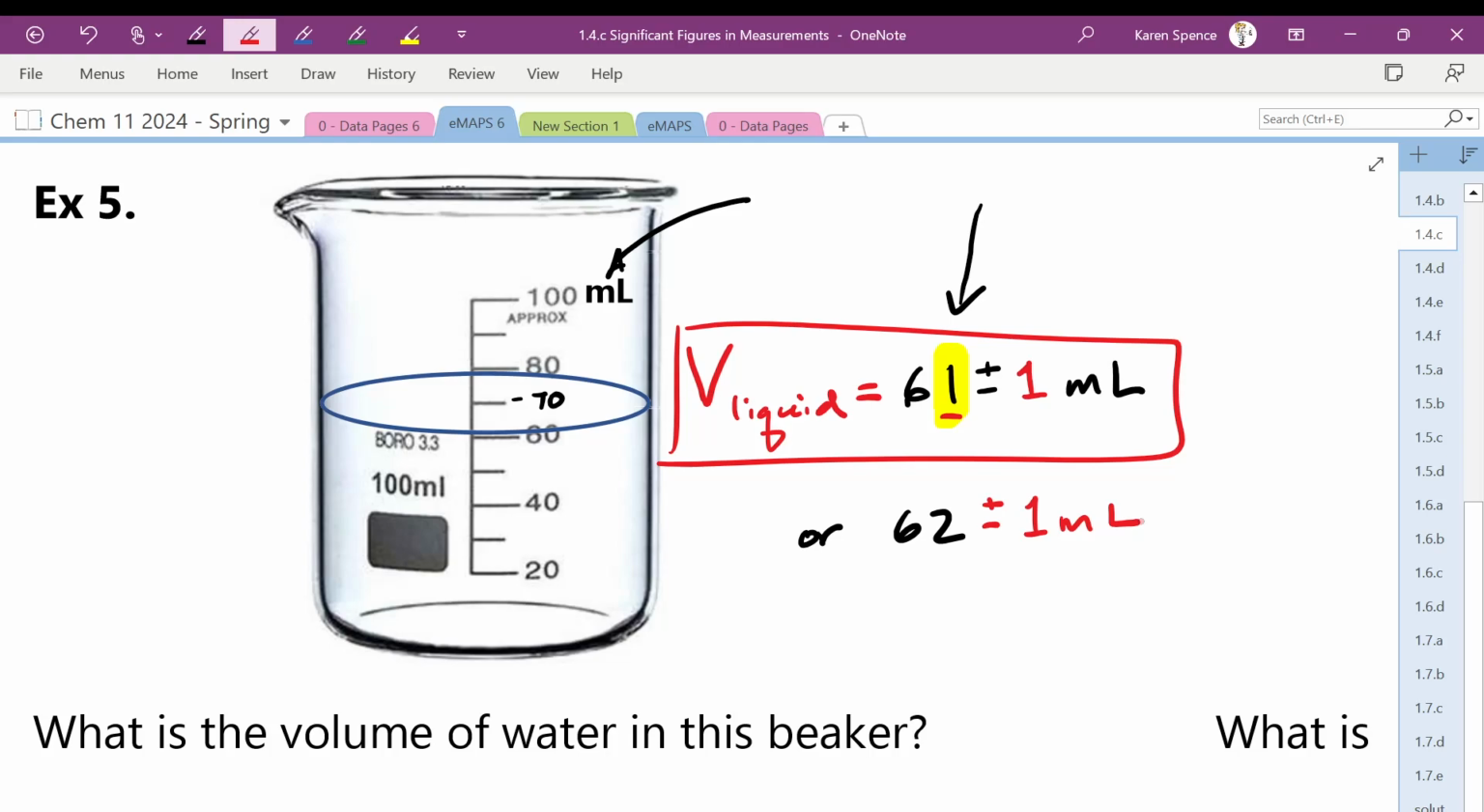How many sig figs in that number? 2. We have 1 certain, and we have 1 uncertain.